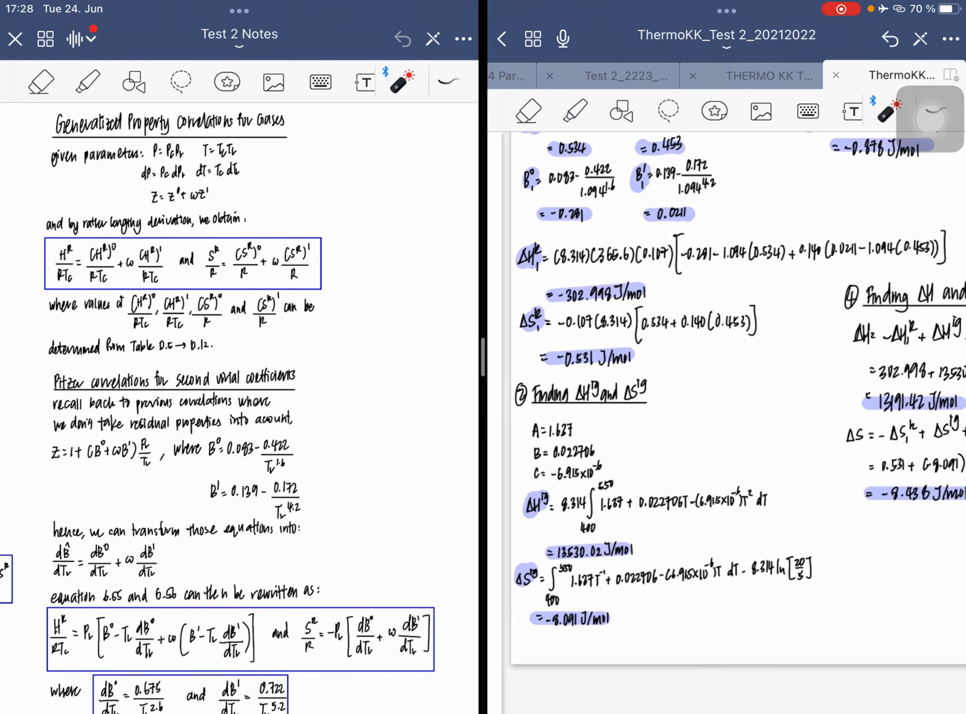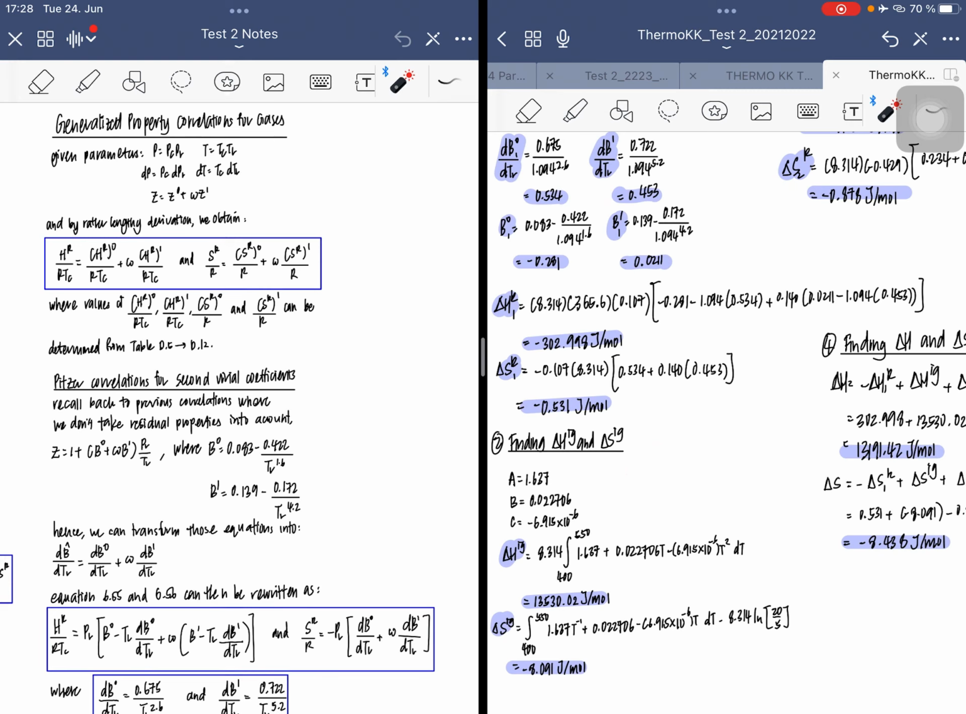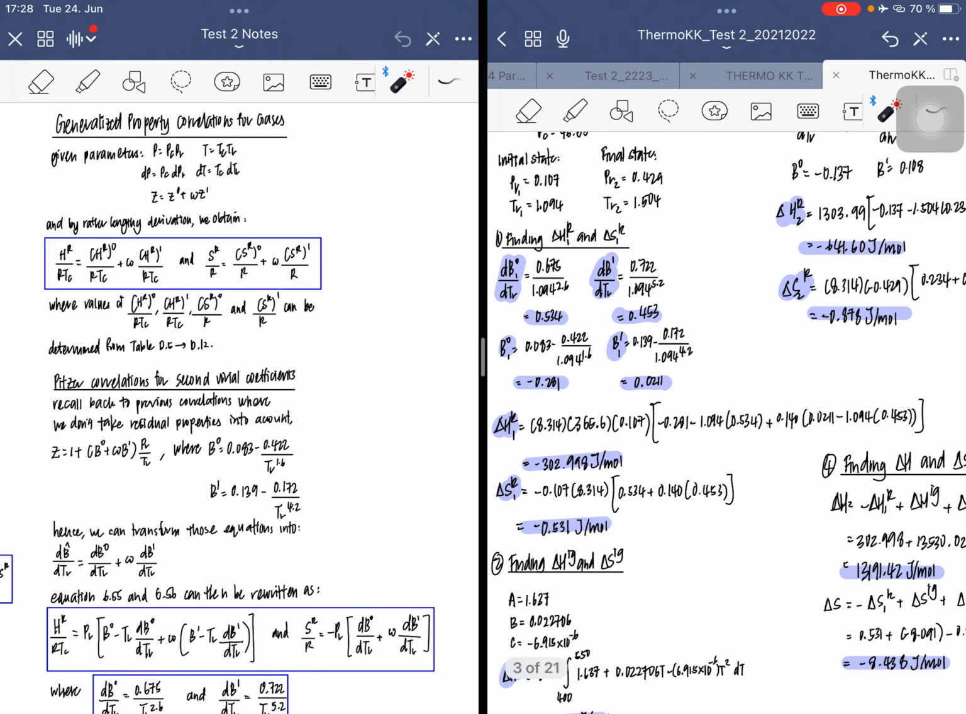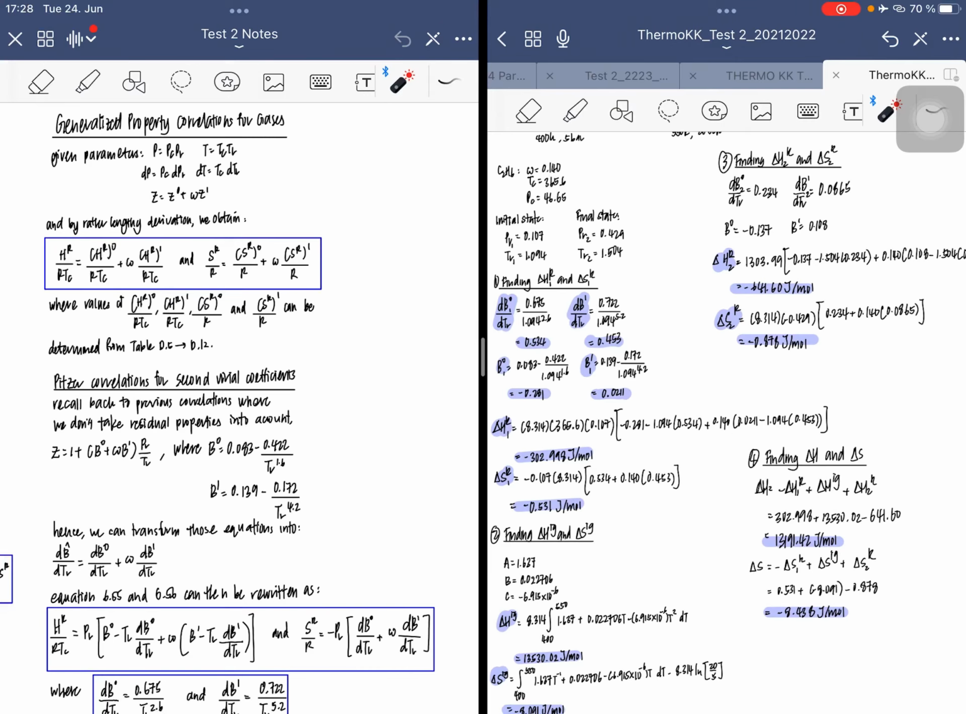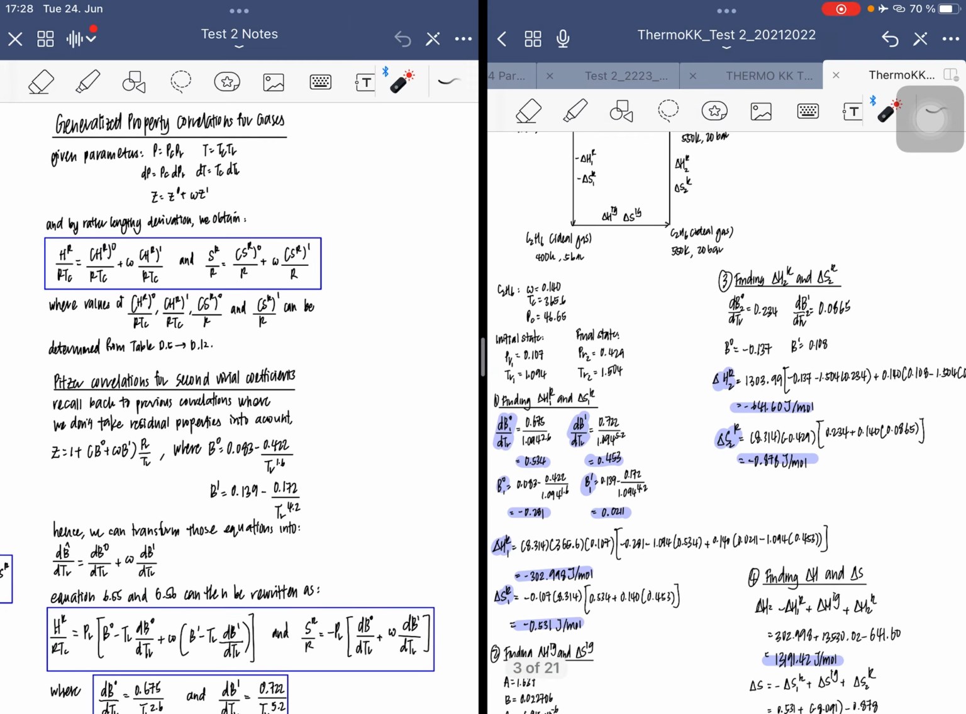But yeah, this is something that you are familiar with when you've gone through test 1, because this is just chapter 3, because this is ideal. So just CPDT for ideal gases. Same goes for entropy. The only thing that is new is just the residual properties.